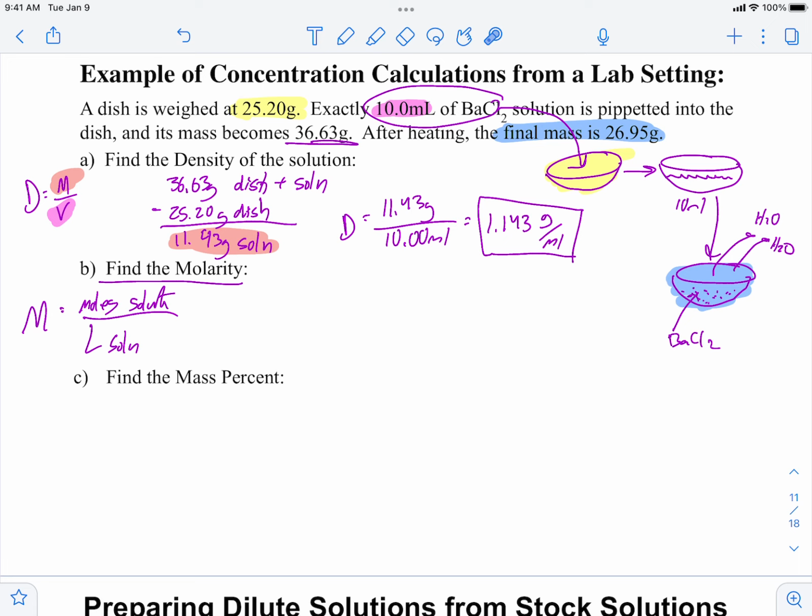So don't I know the mass of the dish and the dried solid? And I know the mass of just the dish by itself. So 26.95 grams is the dish plus the solid minus 25.2 grams just the dish. So 1.75 grams BaCl2. Okay, that's my solute.